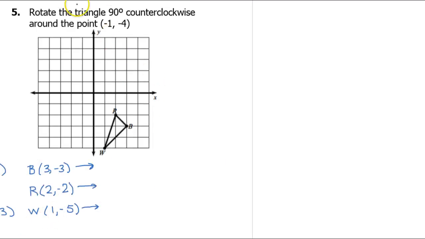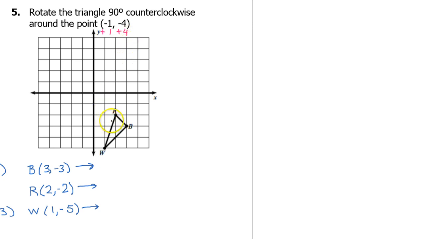Okay, number 5, we're going to do a rotation 90 degrees counterclockwise around the point -1, comma -4. So first we have to move the point -1, -4 to the origin. In other words, what would it take to turn this into 0, 0? Well, I have a -1. I would have to add 1 to make this into a 0. And I would have to add 4 to make this into a 0.